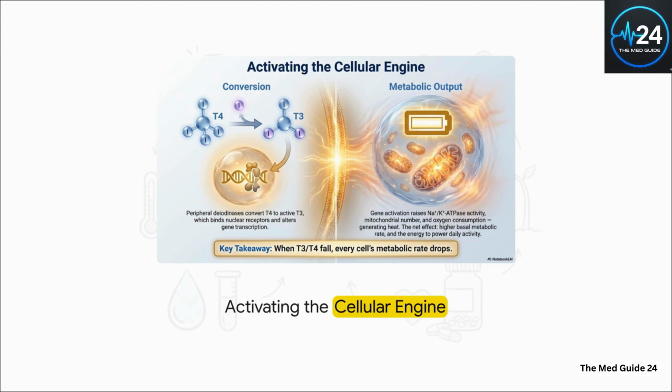It ramps up the sodium-potassium ATPase pump, increases your mitochondrial count, and drives up oxygen consumption. The big takeaway here is that active T3 is literally the cellular engine. So when thyroid hormones fall, every single cell's metabolic rate drops with it.